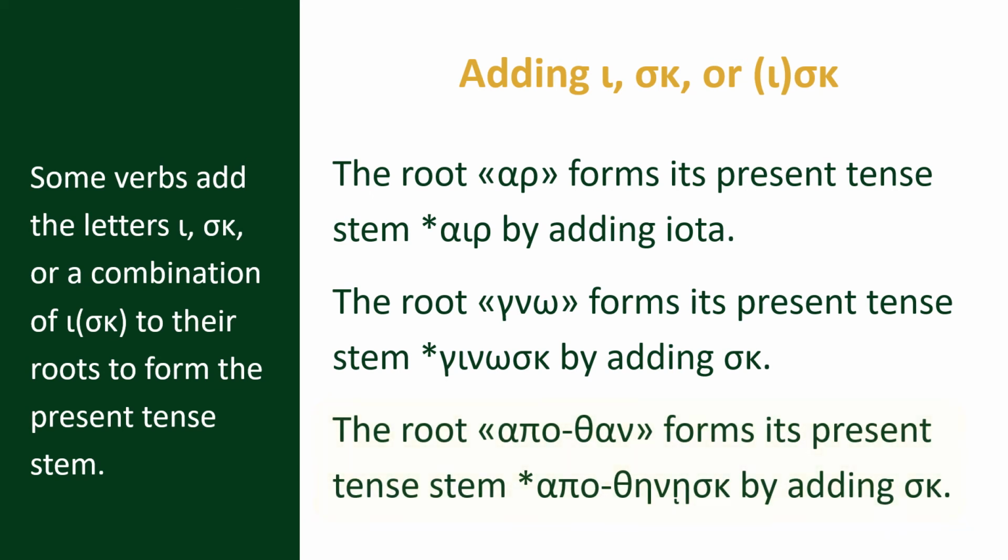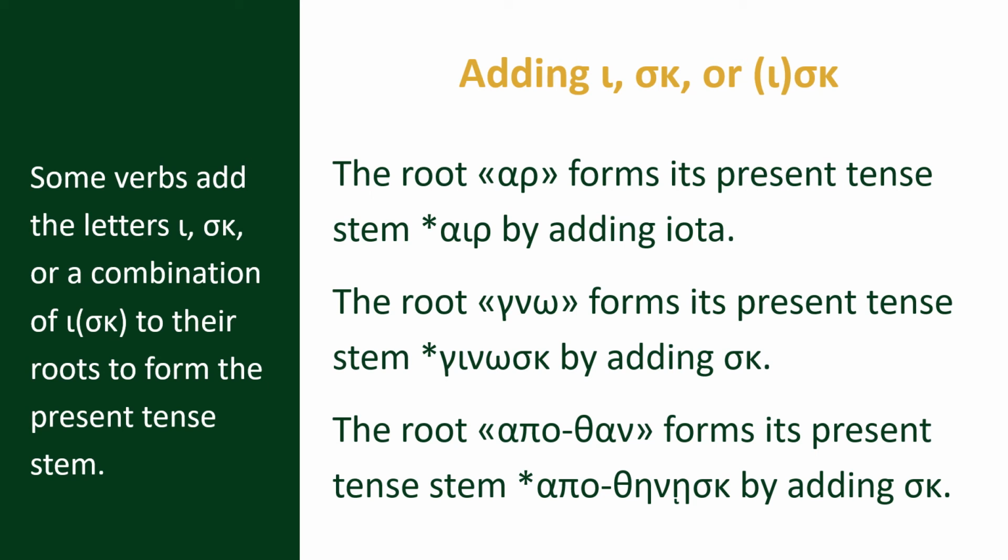Indeed, there are other changes in ginosk and apothnesk, but if you recognize that many verbs add sigma kappa and sometimes an iota as well somewhere in the mix, then you're well on your way to recognizing forms that have unusual present tense stems with all of these modifications, and you will mostly be able to figure out the root from seeing other tense forms.